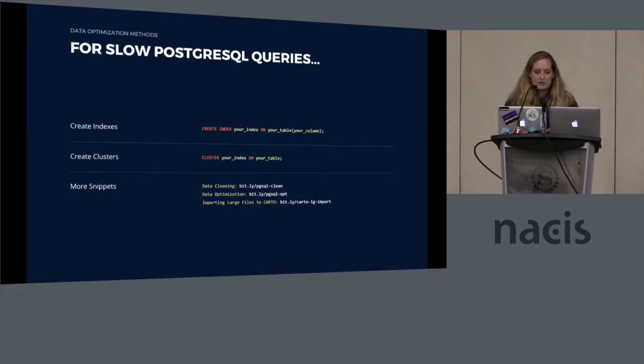The first one is to create indexes. So indexes in Postgres can be thought of just like the index in the back of a book. You're creating an index for a column in your data set, and that enables the column's data to be found more quickly when it's used in a query.